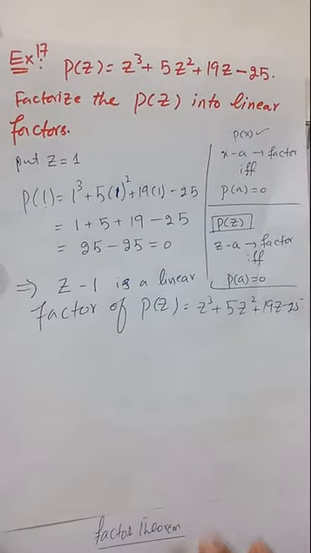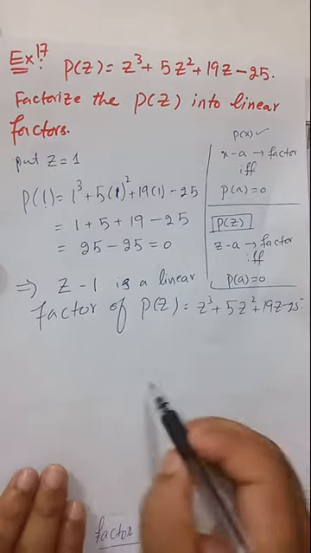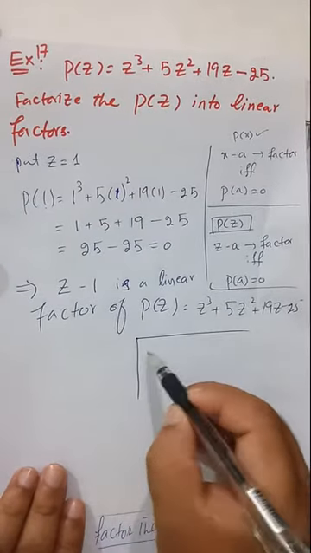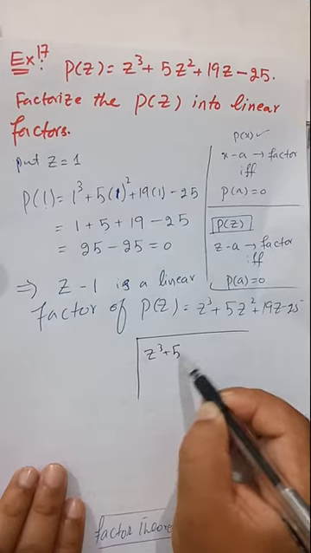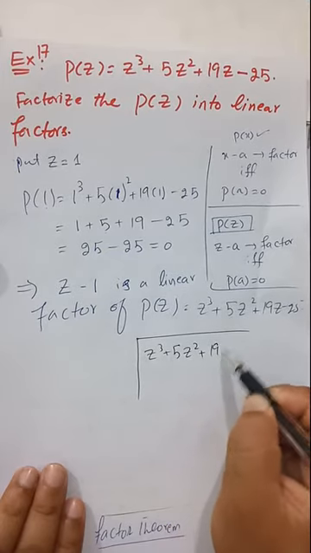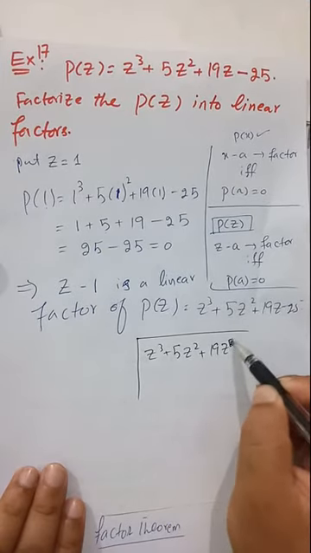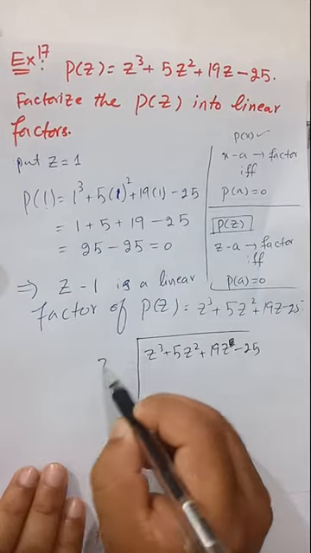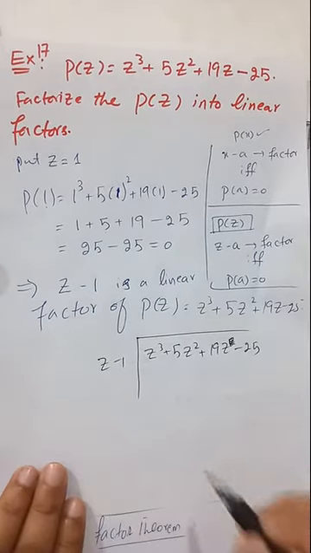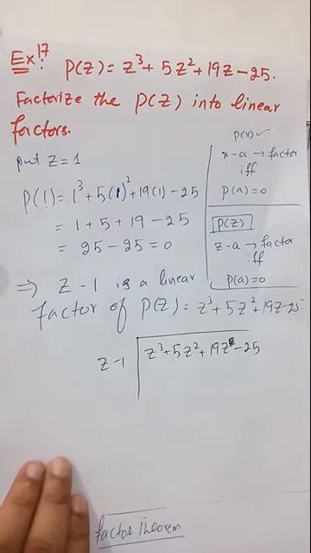Because you know that the number of linear factors is equal to the degree of the polynomial. The degree of this polynomial is 3. So that's why I will divide this polynomial, z cube plus 5z square plus 19z minus 25, by z minus 1. So this is a factor, so remember you will get a remainder 0.